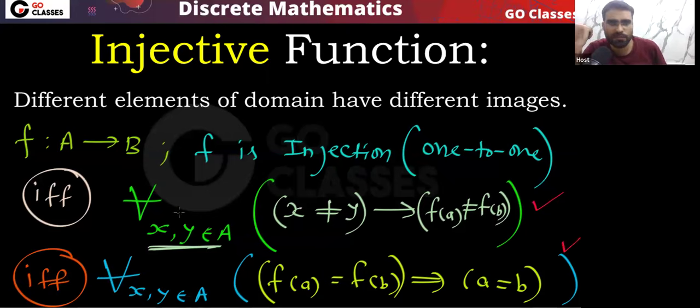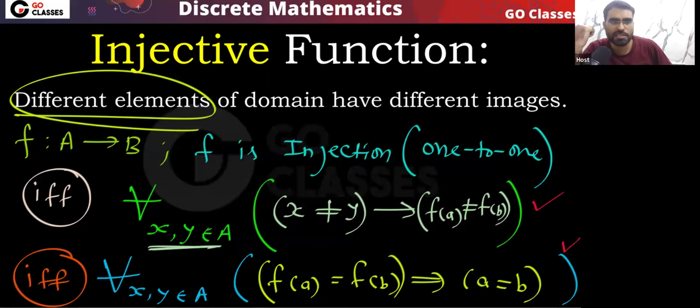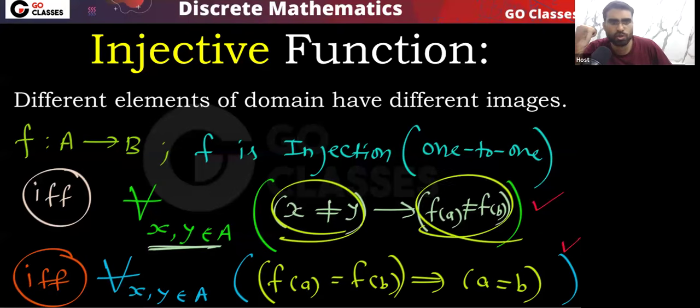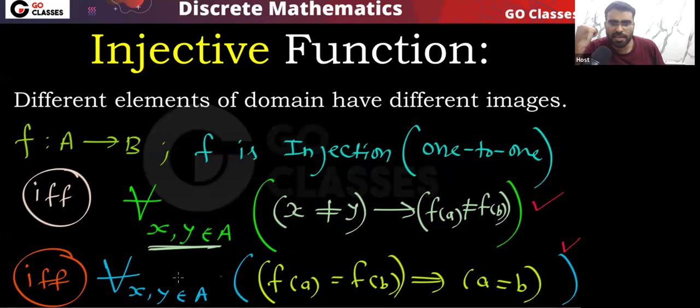So this is the definition of an injective function. Different elements have different images. In the domain, for all the elements x, y, if elements are different, their images must also be different. Similarly, if images are the same, then the elements are also the same.